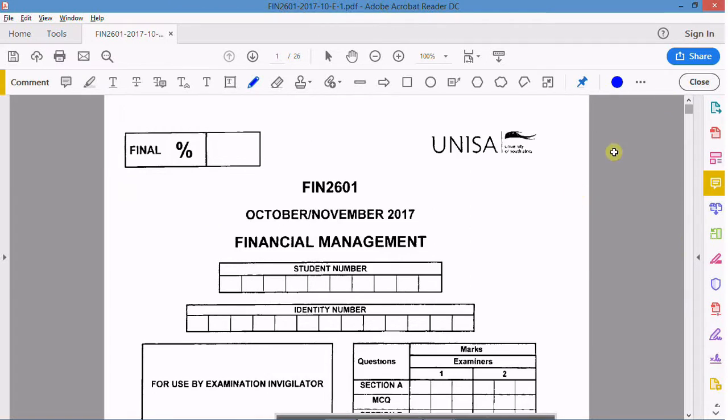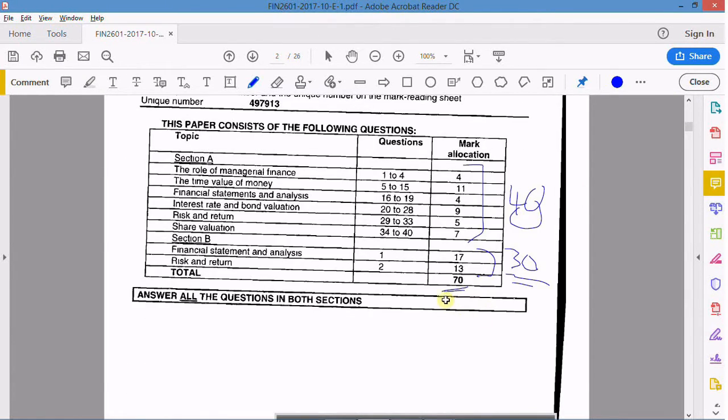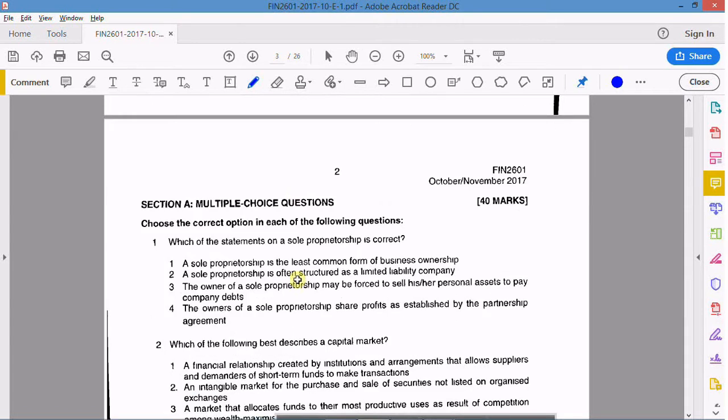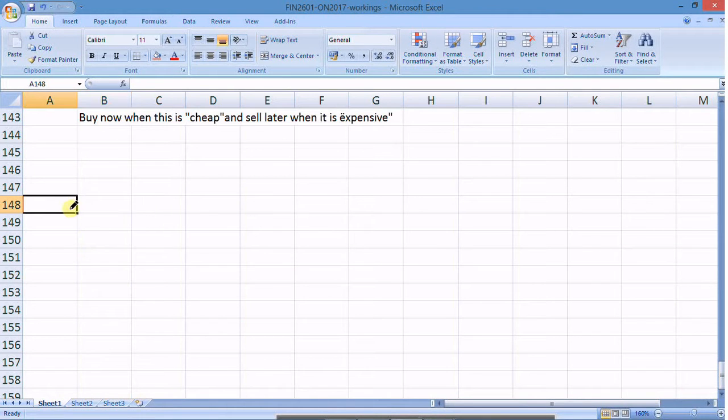Okay, let's check your multiple choice. Right, so now you've got your 30 marks. We've covered that section. Now we're covering obviously different sections here. There's always theory in every past paper. Let's just call this section A, MCQs.